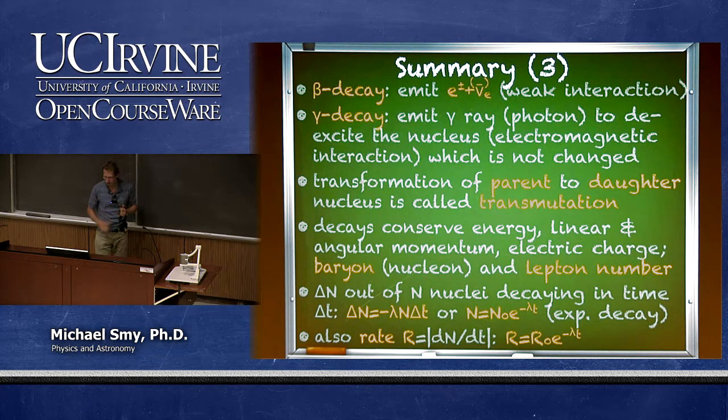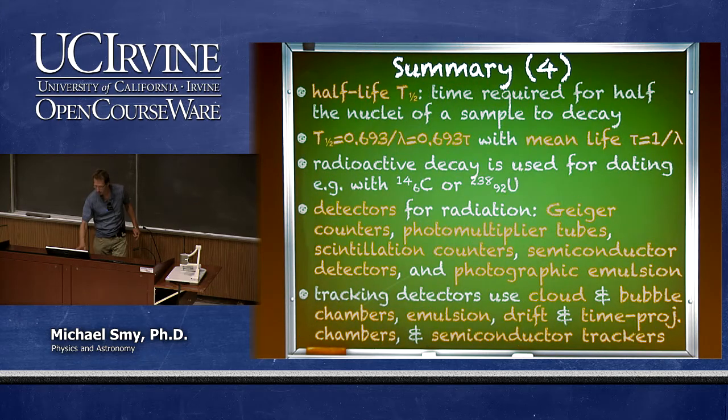And the number of decaying nuclei, delta N, in time delta t, is proportional to N and delta t, which leads to an exponential decay law. The rate is defined as the time derivative of the nuclei as a function of time, and that also has an exponential decay law. Finally, the half-life is the time that's required for half of the nuclei of a sample to decay, or for the activity to decay to one half of the original activity. The half-life is related to the mean life by the factor 0.693, or the natural logarithm of 2.